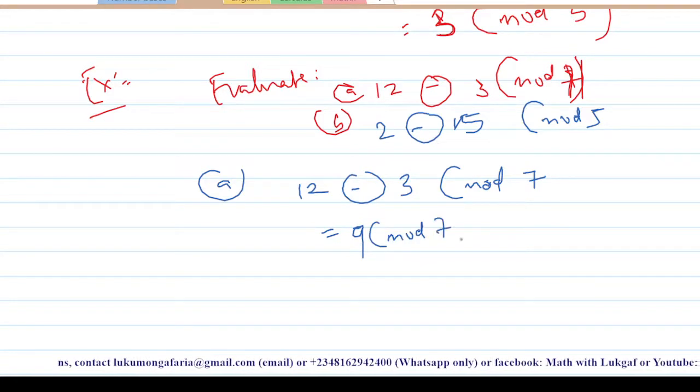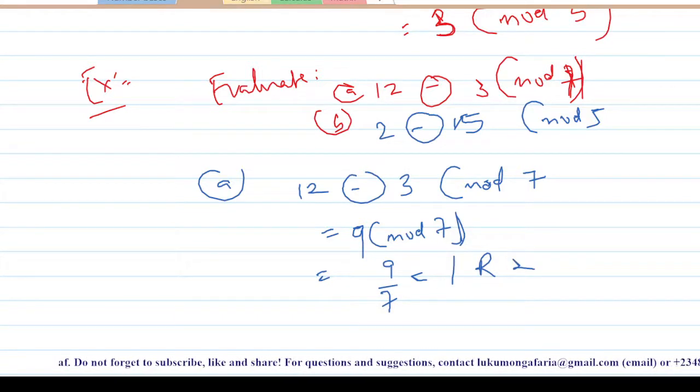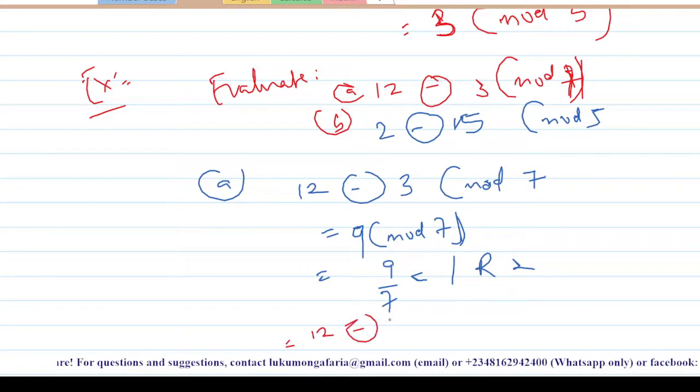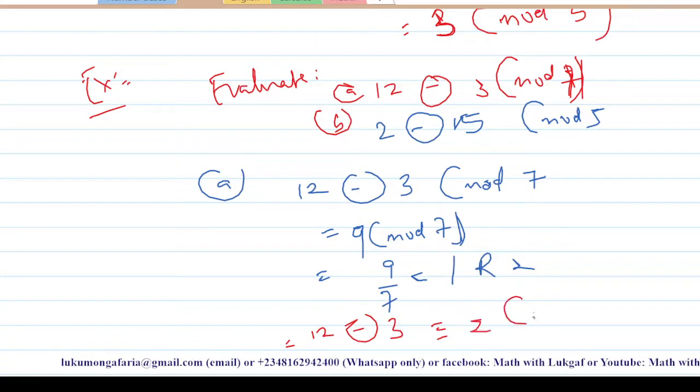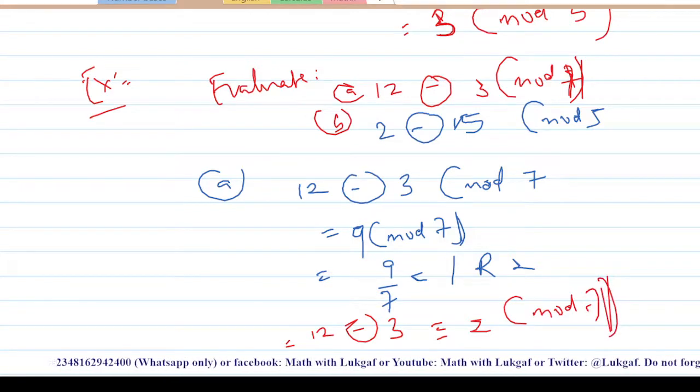But we know that 9 is not in mod 7, so the number does not fall among the residues. What you have to do is divide to have a number that falls among the residues. So you divide by 7 and you write the remainder. How many 7s are in 9? That's 1, remainder 2. So therefore you can say that 12 minus 3 is congruent to 2 in modulo 7.